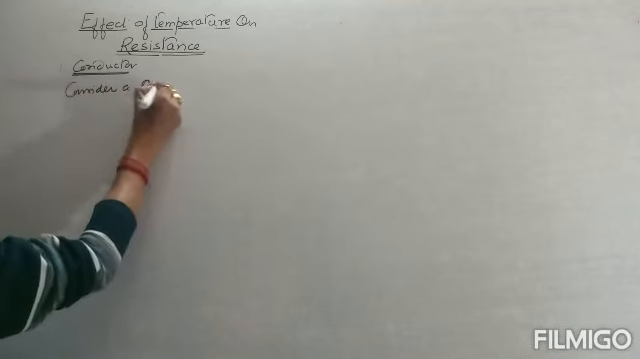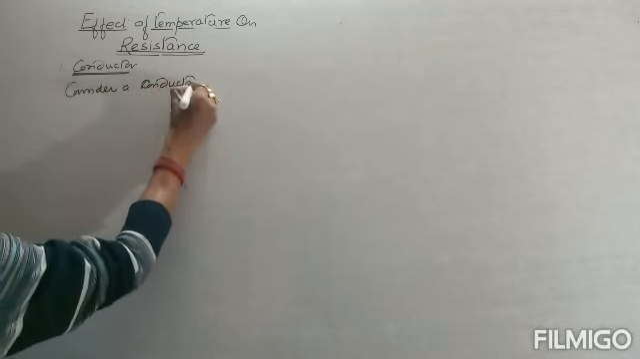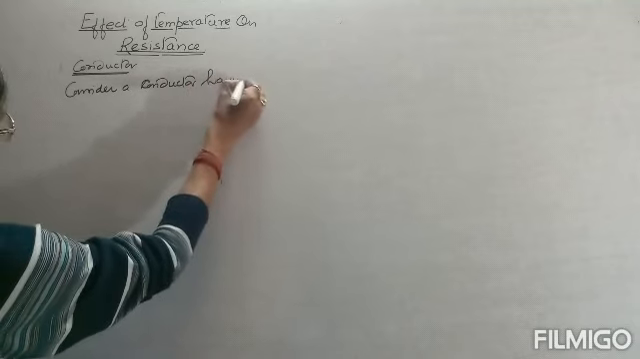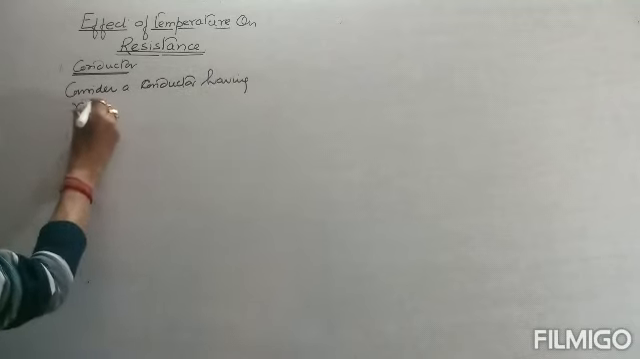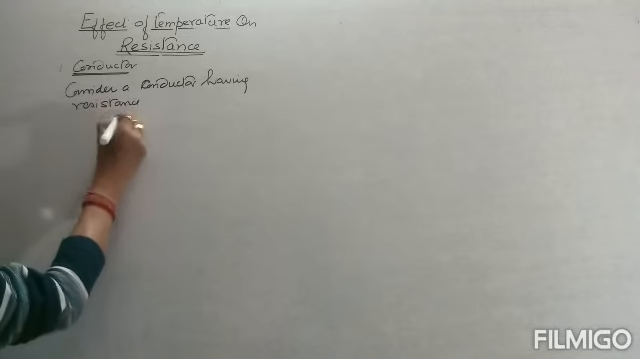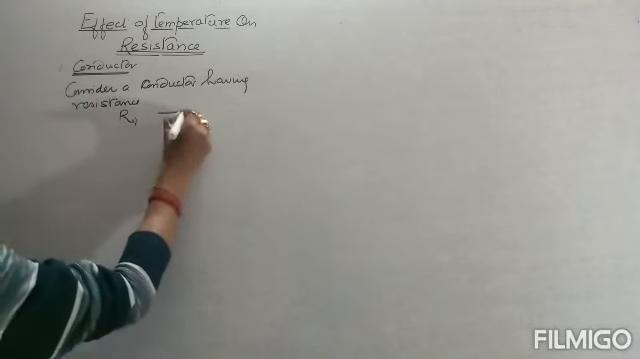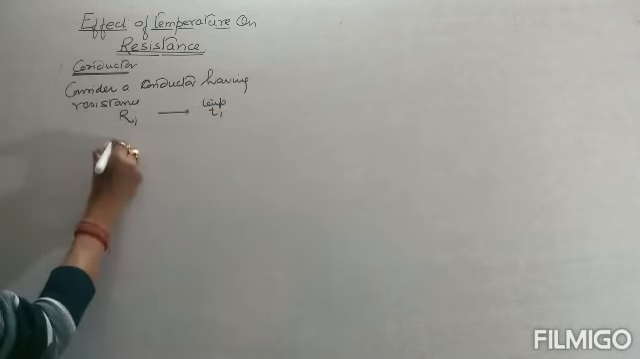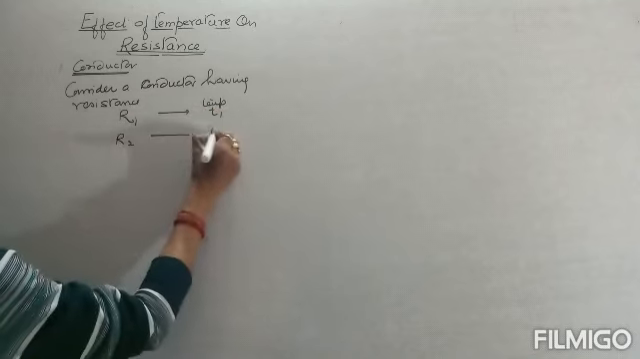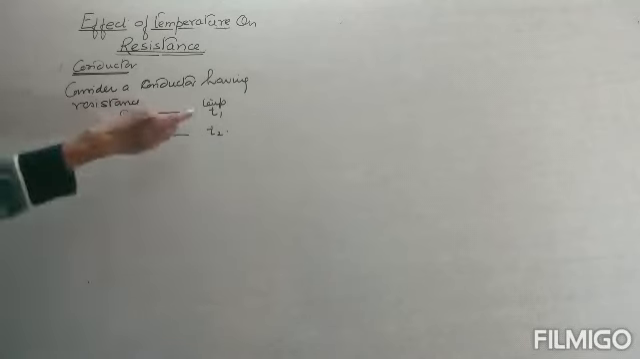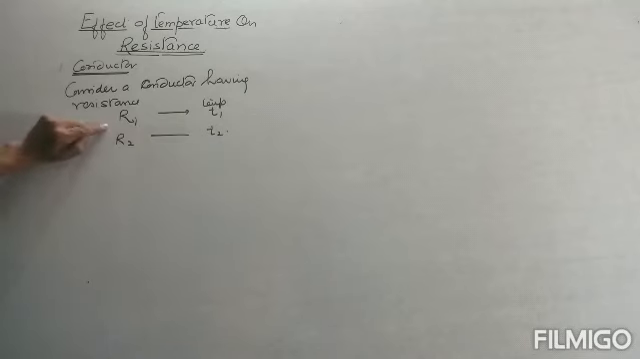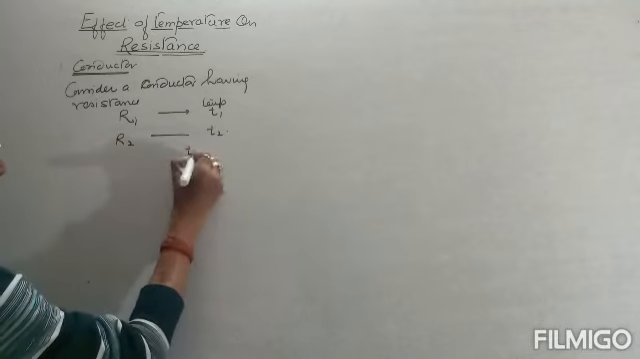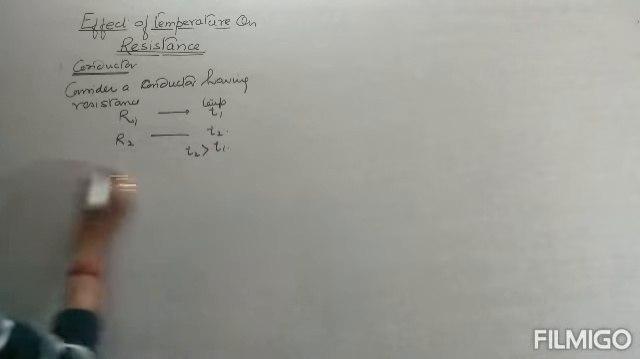Consider a conductor having resistance R1 at temperature T1, and resistance R2 at temperature T2. At temperature T1, the resistance is R1. At temperature T2, the resistance is R2. T2 is greater than T1.